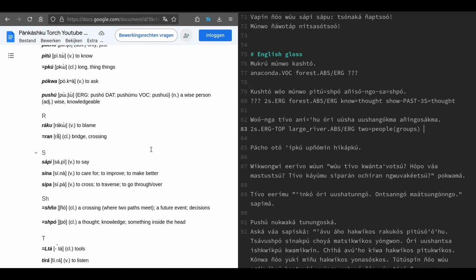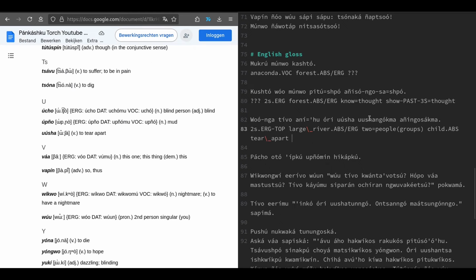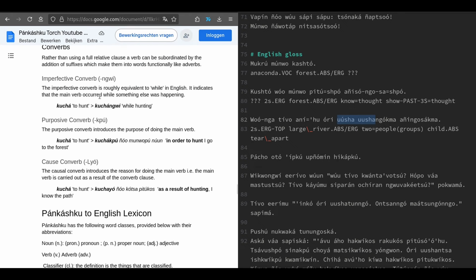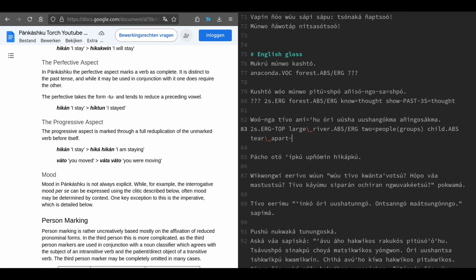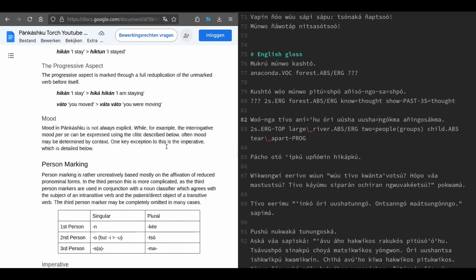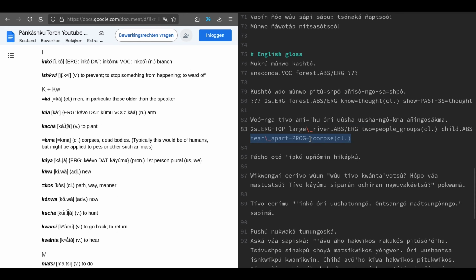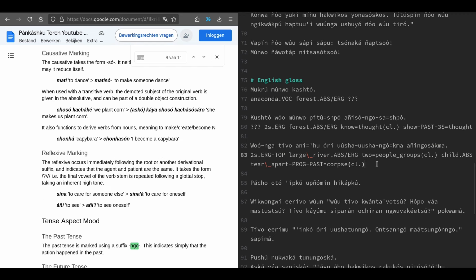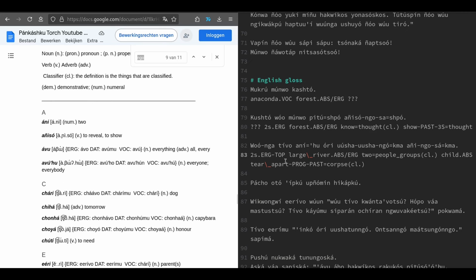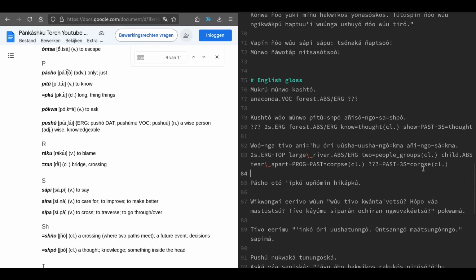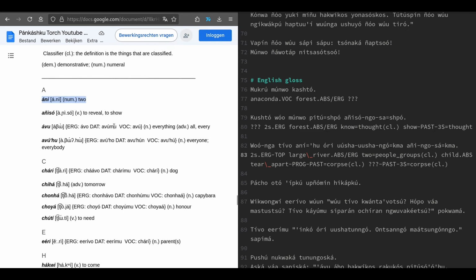Ah, here. Ori, u, sha. Ah, okay, so this is gonna be an imperfective? No, progressive. Ngokma. Wait a minute. Are tearing apart corpses? Tearing. Huh? Usha usha ngokma. Ani mosakma. Something like this. But what's ani? Well, there's ani, but then this is not the same as ani.